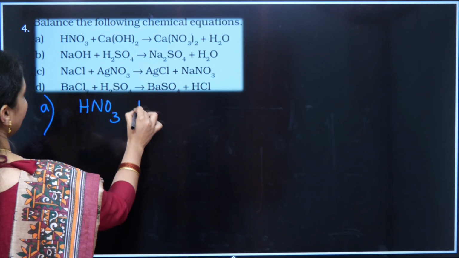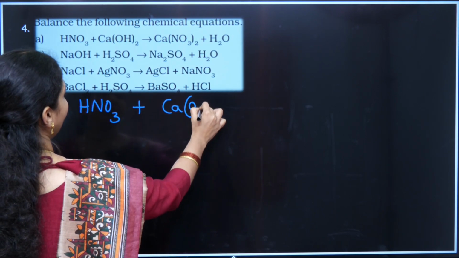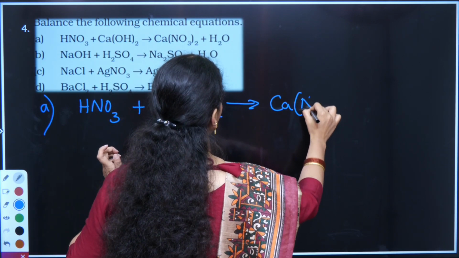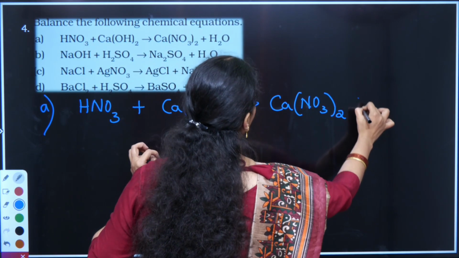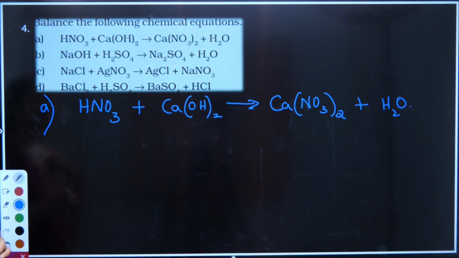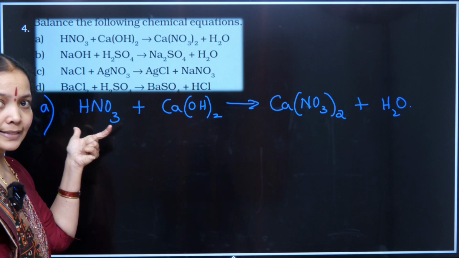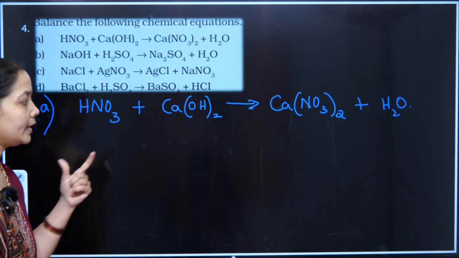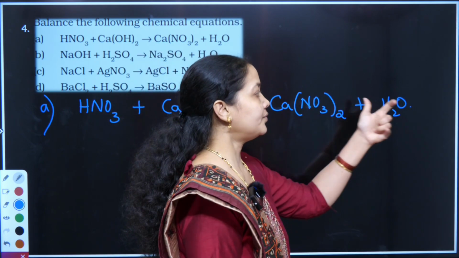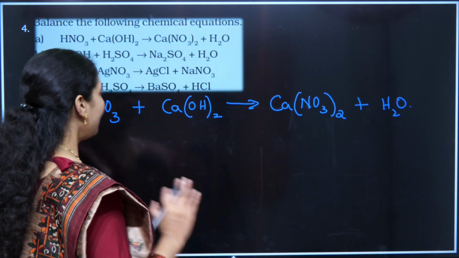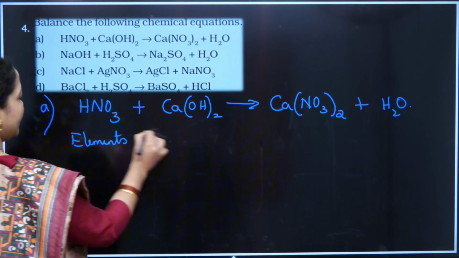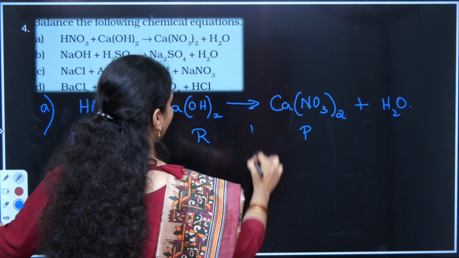HNO3. What is the name of HNO3? I am just writing the reaction. Before that, try to analyze what the names of the compounds present here are, so that if a verbal expression is given, you will be able to convert it into symbolic form. The first compound is nitric acid, HNO3. Second, calcium hydroxide. Third, calcium nitrate. Fourth, water. I have to balance this. I'll write it in reactant and product format.